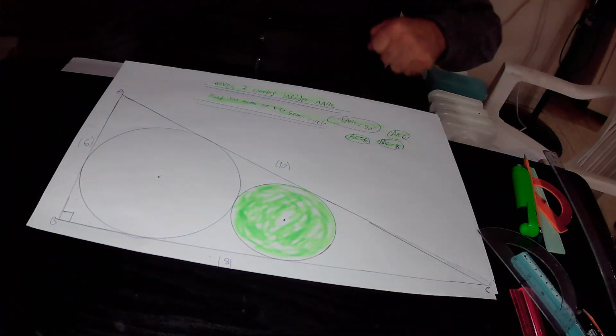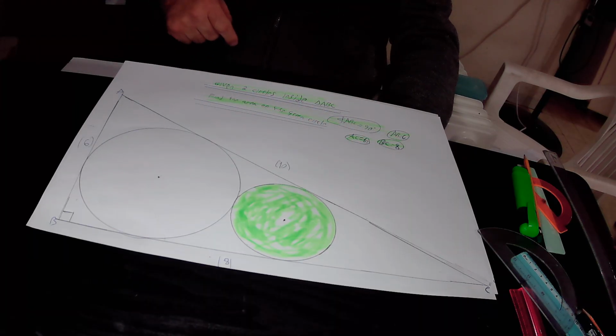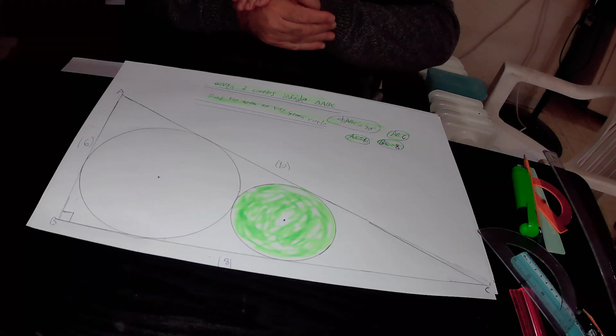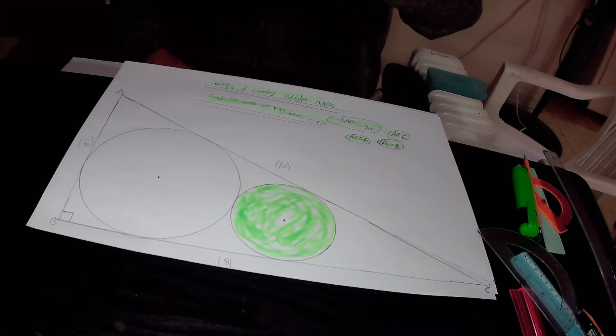Now in this lecture we'll find out the area of the green circle. In the drawing we have triangle ABC with a right angle. Inside this right angle we have those two circles. And our task is to find out the area of this small green circle.